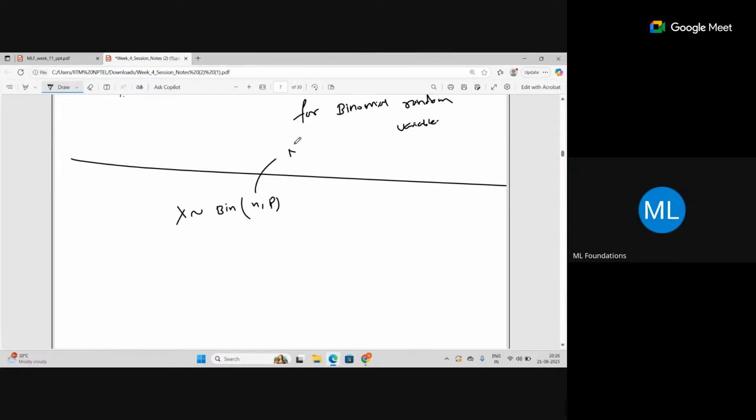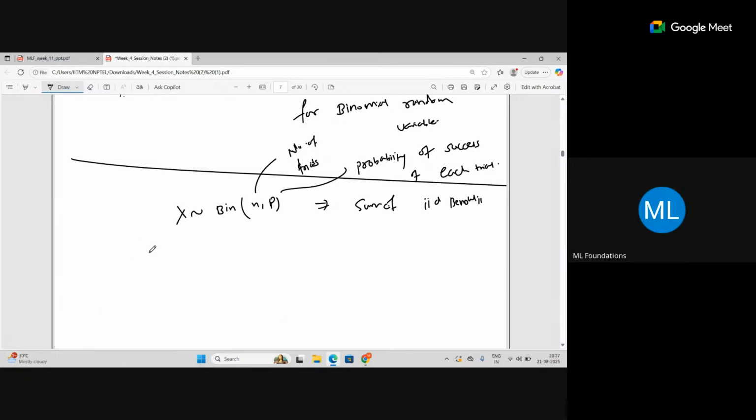N denotes the number of trials. P is the probability of success, but of each trial. That is also important. It's not like the entire probability of success. It's only the probability of success each time, because binomial, as I told you, is a sum of IID Bernoullis. So binomial is basically the sum of IID Bernoullis, right?